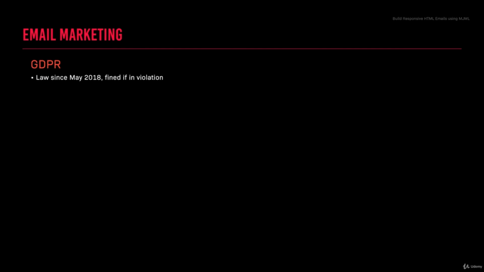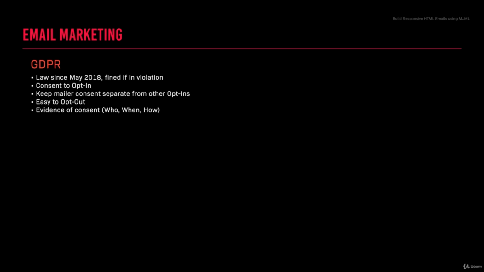So let's cover privacy laws. We'll start with GDPR. The European Union has made it law since May 2018, and you can be fined if in violation. Some of the rules are that you require consent to opt in, and if a subscriber has consented to this email campaign, it should be kept separate from any other opt-in. And you should also make it easy to opt out. That would be a clear unsubscribe or opt out. You should have evidence of consent on record. That would be a who, when, how.